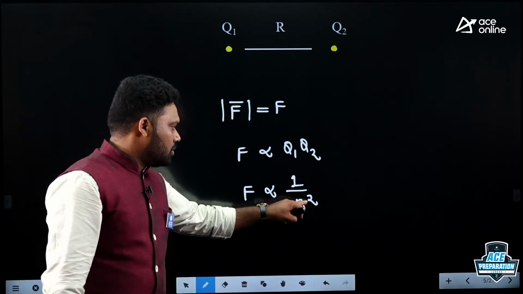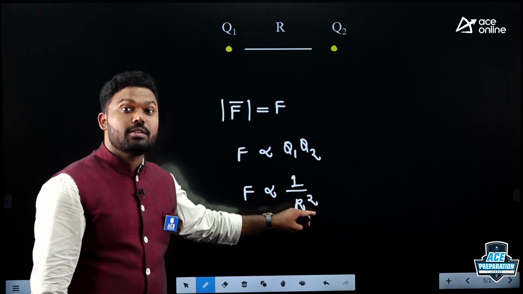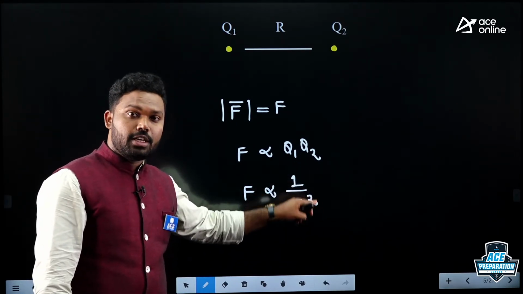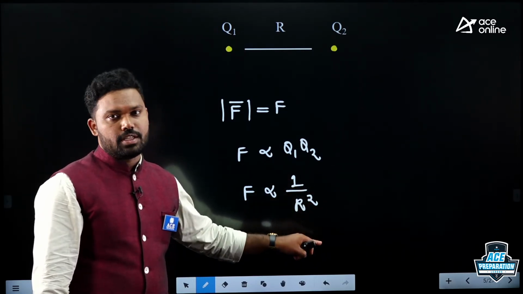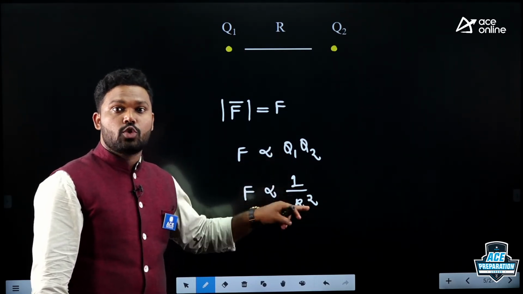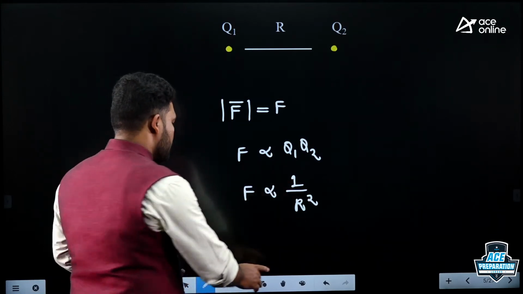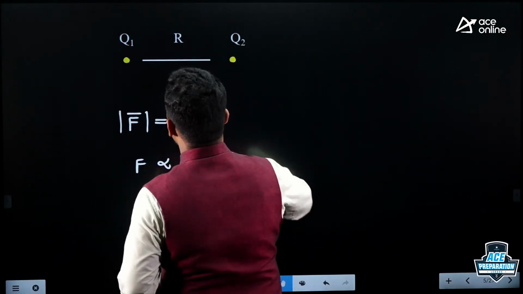Then one can argue, why can't it be 1 by R? Why can't it be 1 by R cube? Why is it only 1 by R square? Remember, it is purely out of practical observation. It was observed by Coulomb himself. Okay, now let me combine these two things here.